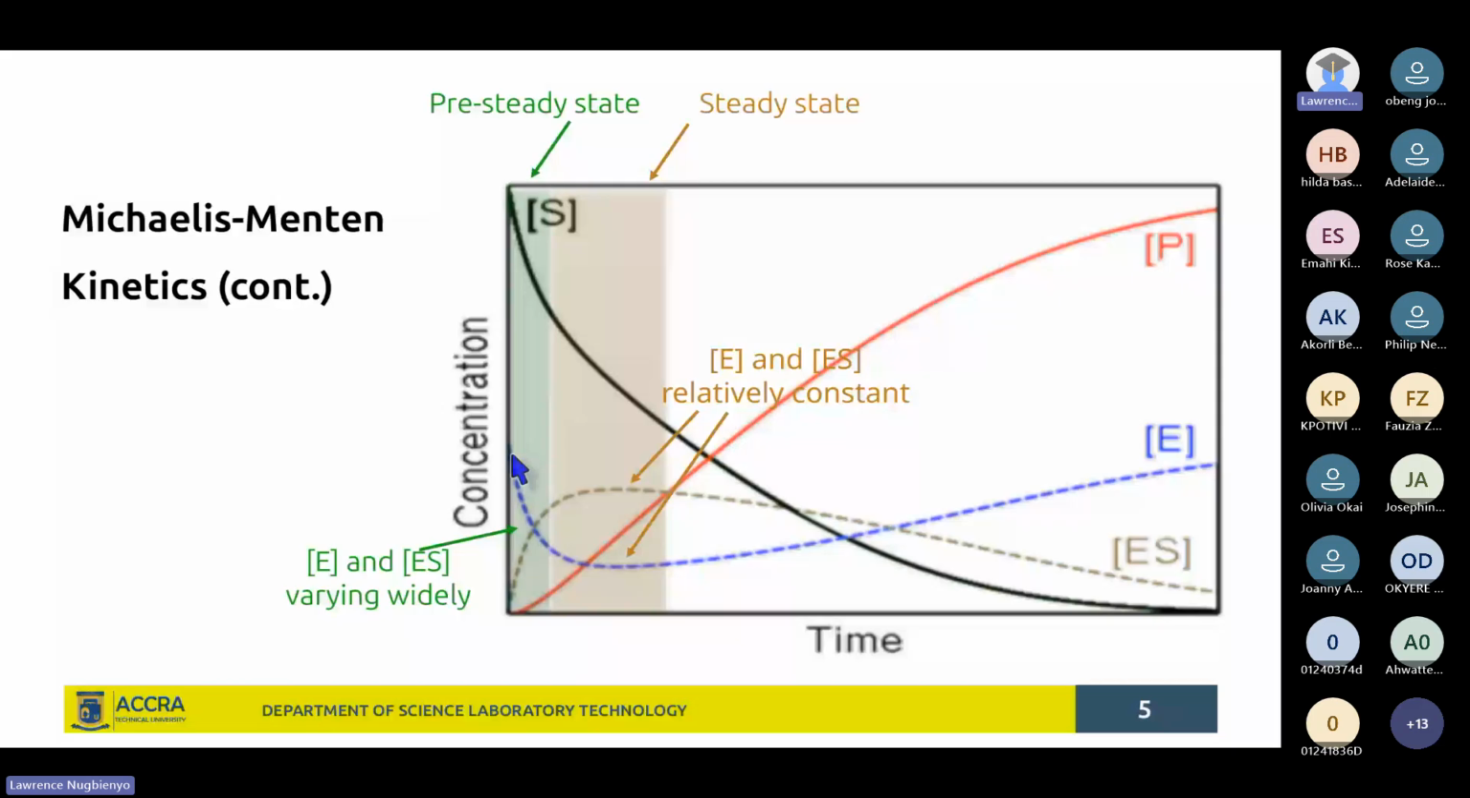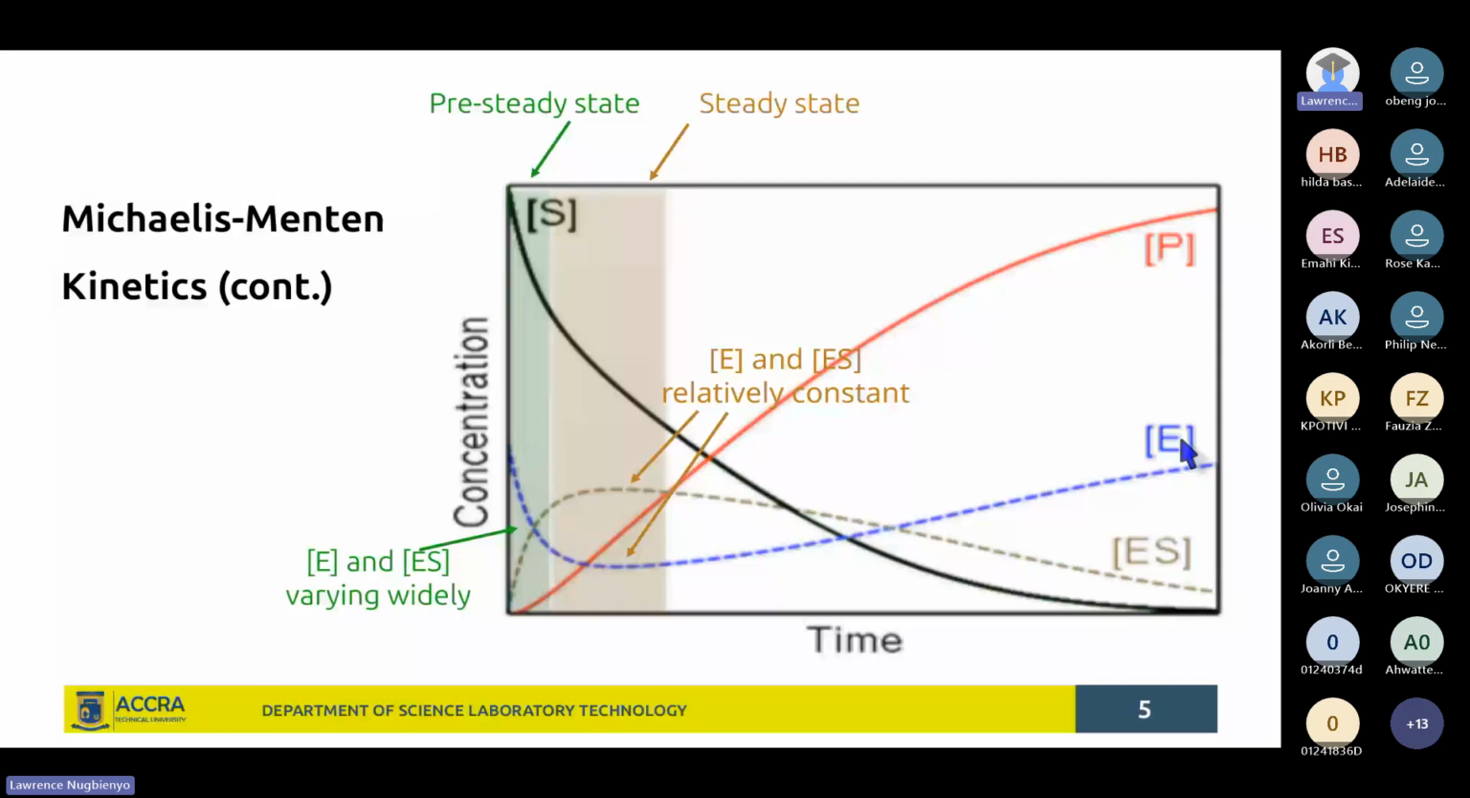Itself is not changing. So at the end of the reaction, you still have the enzymes present free. And of course, the enzyme substrate complex is zero, because all of that enzyme substrate complex that got formed at the beginning of the reaction gets converted into products.